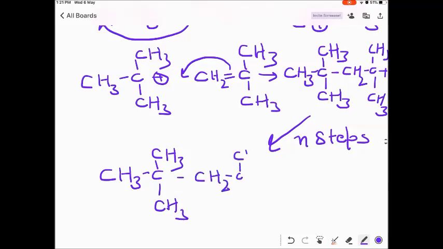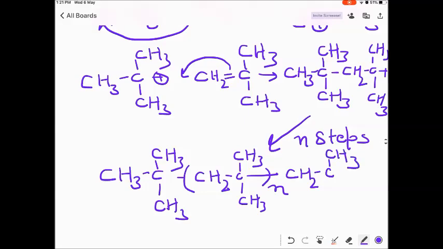CH2 C, CH3 CH3. So we are assuming n parts have been added, and in addition to this nth part, there is one another isobutylene group. So we will also add it, CH2, CH3, CH3 and a positive charge. So this is how the chain propagation occurs.